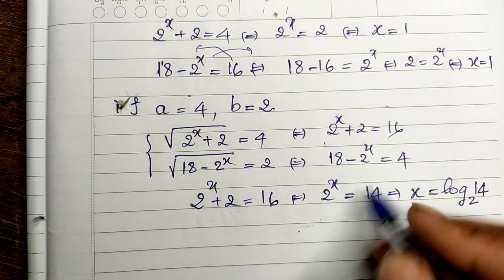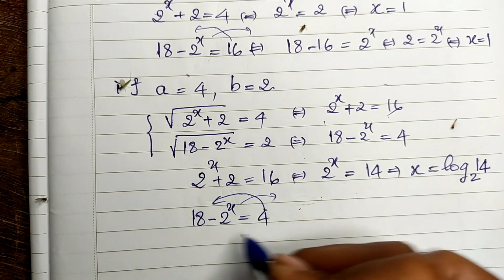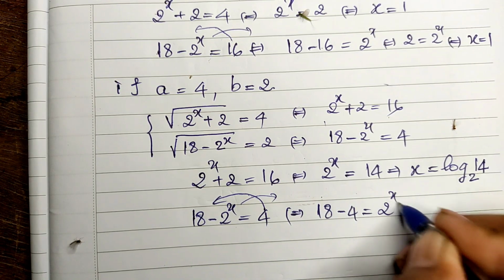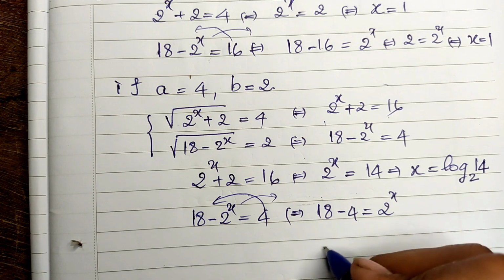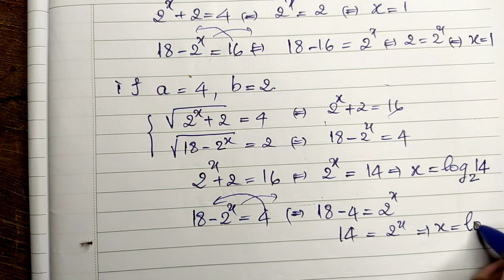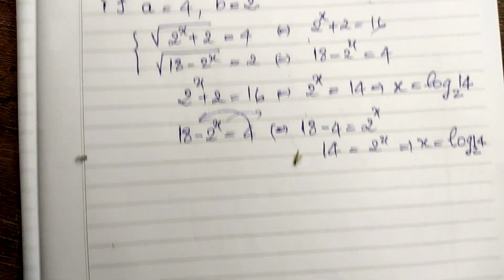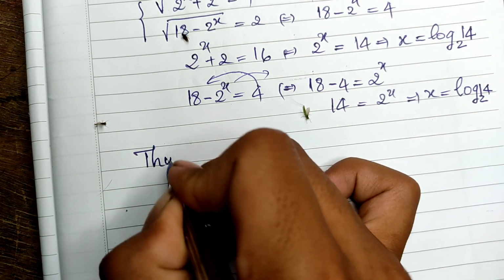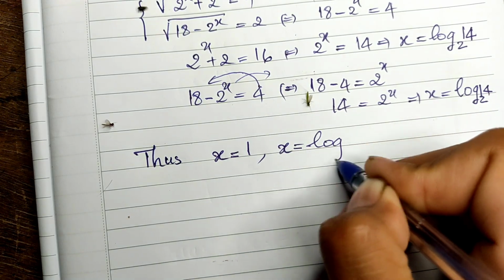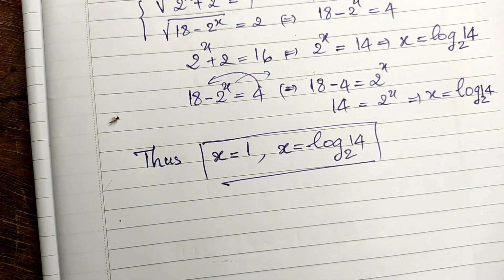And then 18 minus 2^x equals 4. So I move 4 to this side and 2^x to the other side. So we get 18 minus 4 is equal to 2^x, and we get 14 is equal to 2^x. And we get x is equal to log base 2 of 14. Okay, now we get the values of x. x equals 1 and x equals log base 2 of 14. And this is our solution.